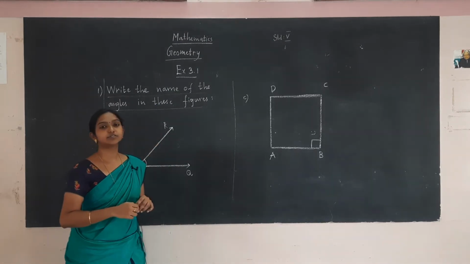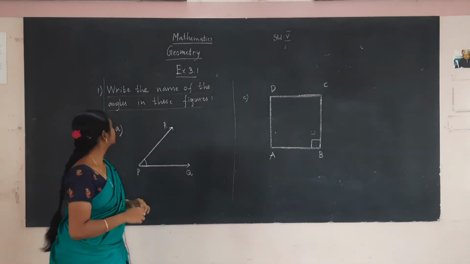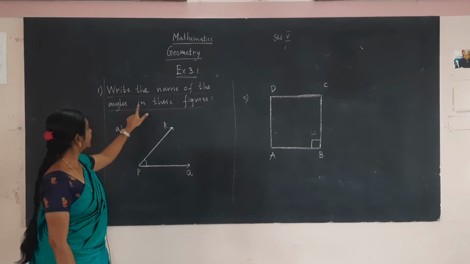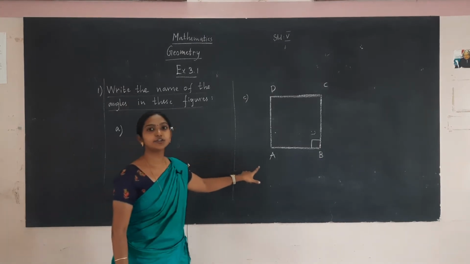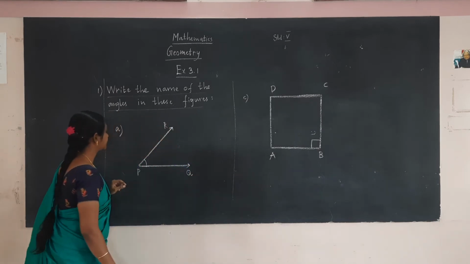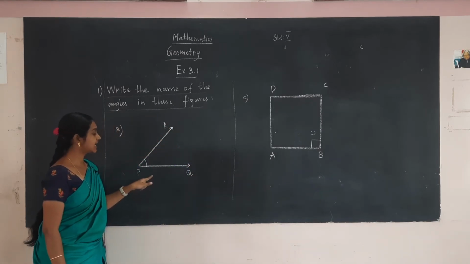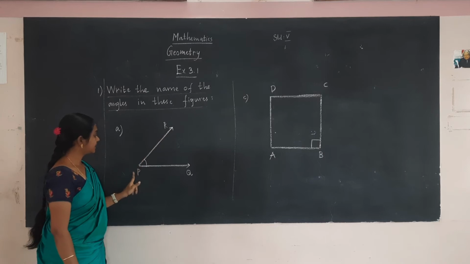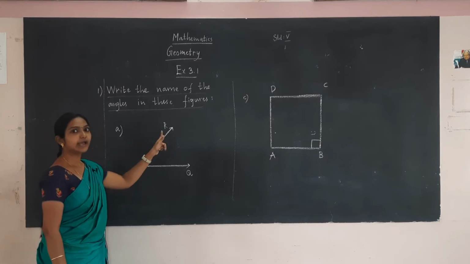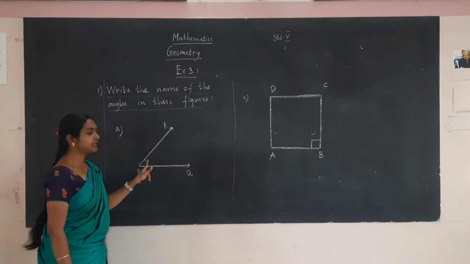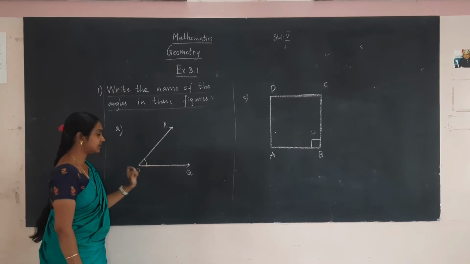Next, we are going to solve exercise 3.1. Write the name of the angles in these figures. Now, figures are given. We are going to write the name of the angles. Now, the name of this angle is RPQ or QPR. The angle is formed at P. So, P should be in between.